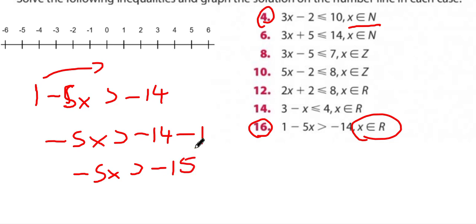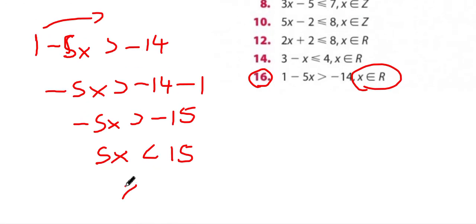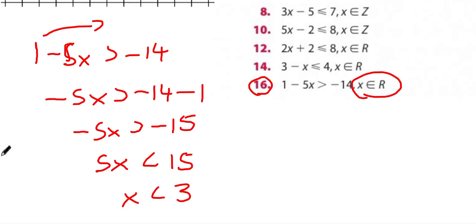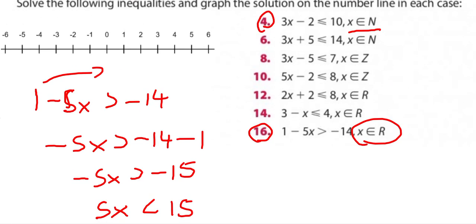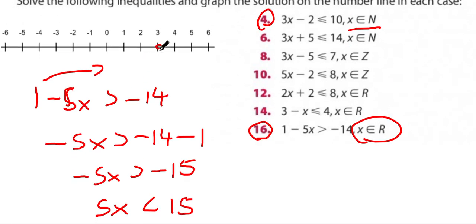I use what I refer to as the magic wand. What's the magic wand? Make them both plus. But because I multiplied both sides by minus to make that happen, what has to happen to the sign? Has to switch around. That's where you get caught out. Okay? Then divide by 5. X less than 3. Now, is 3 included or not included? Okay. So here's the answer, yeah?